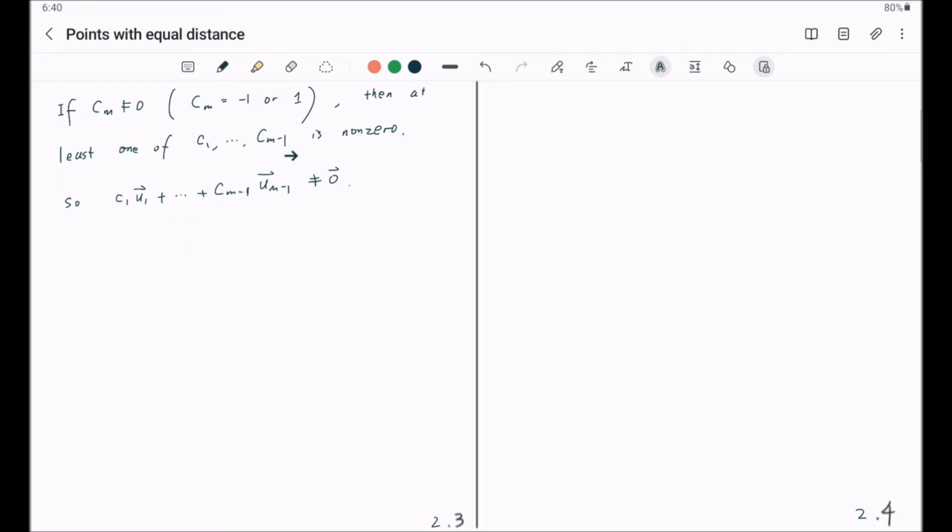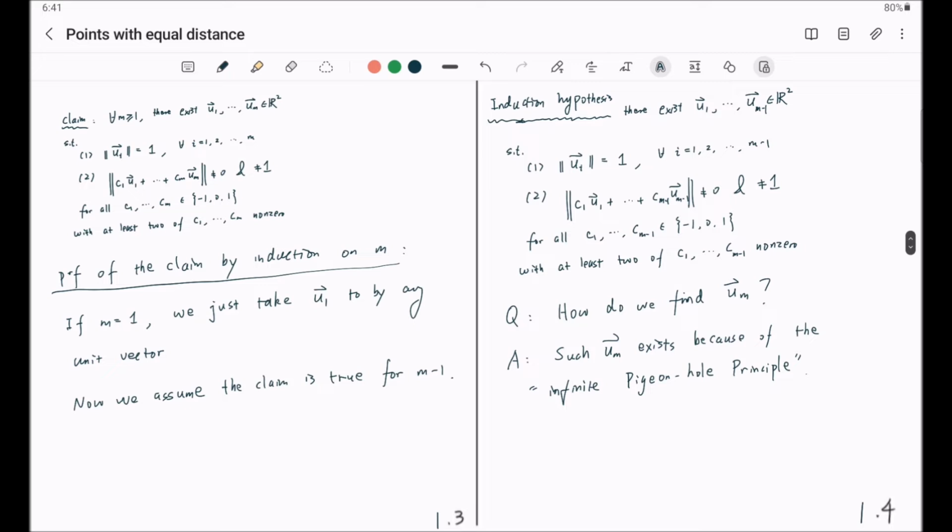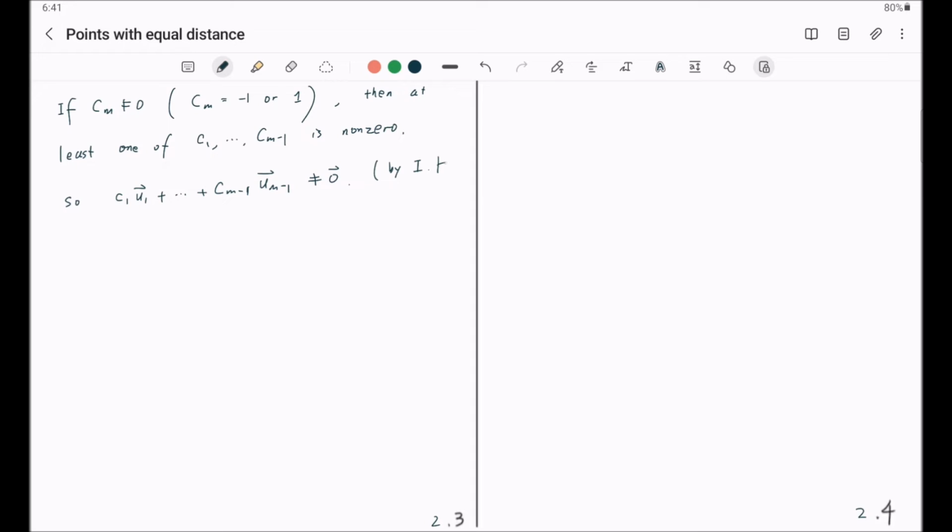If at least two of them are non-zero, then this guy, by our induction hypothesis, is not equal to 0 by the property number 2. So this is also by induction hypothesis, plus a trivial case.